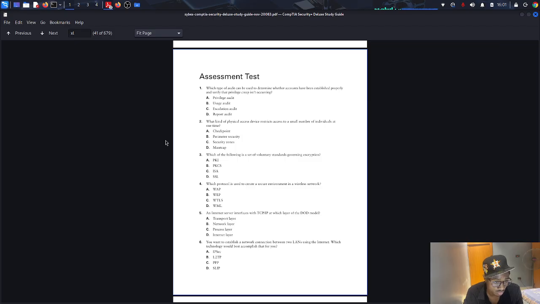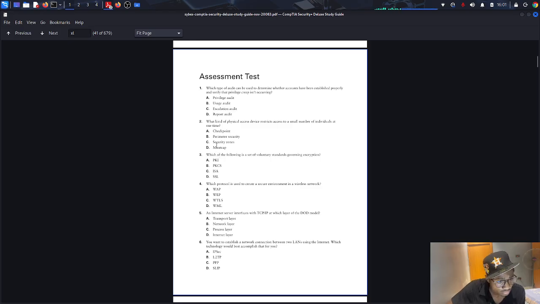I don't know the answer to this question, but let's guess. Privilege audit, usage audit, escalation audit, report audit. I'll go with D, report audit. So my number one, I'm going with D, report audit, because privilege audit doesn't sound right to me. Usage audit doesn't sound right to me. Escalation audit doesn't sound right to me.